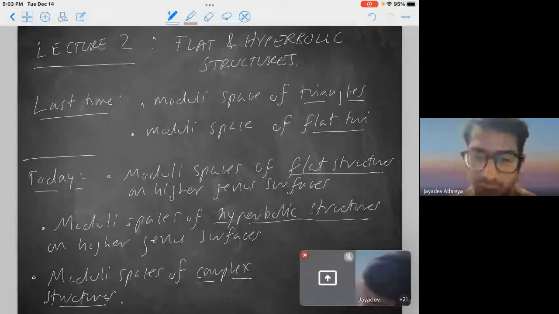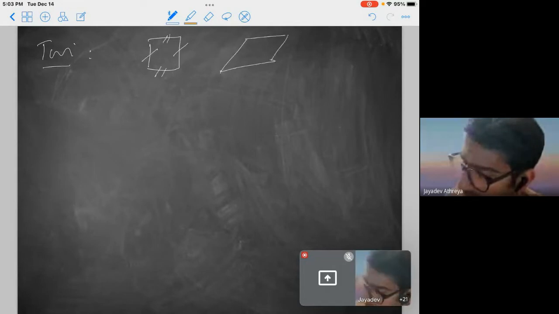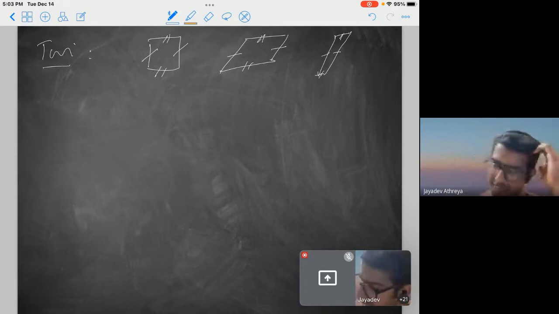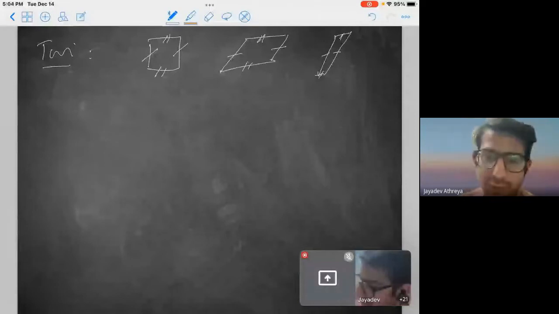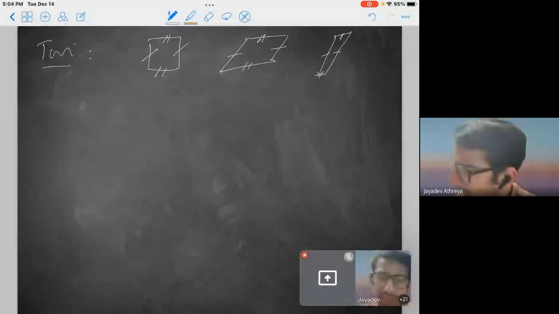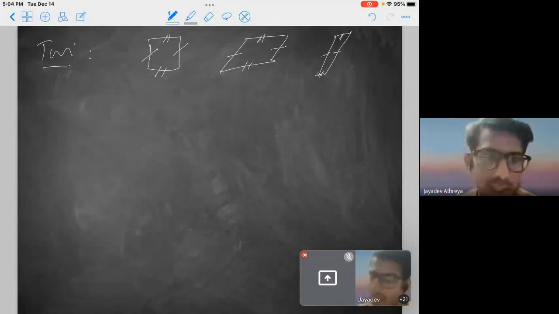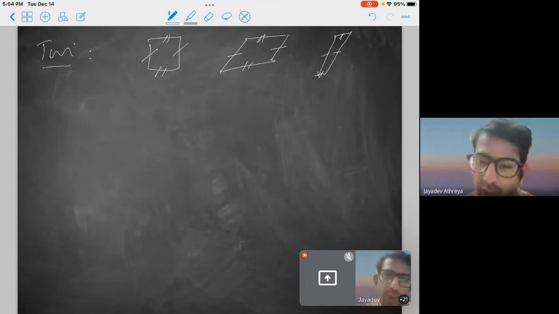So let's get started with an example. Last time, if we go back to tori, we took a square and identified opposite sides, or we took a parallelogram and identified opposite sides, or we took some maybe long, skinny parallelogram and identified opposite sides. These were all examples of a flat torus, just coming from different geometries. And so what we would like to do is generalize this picture to a higher genus surface.